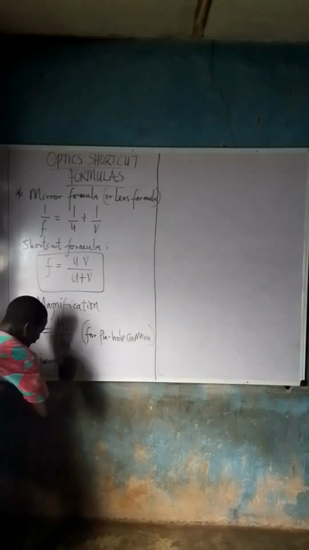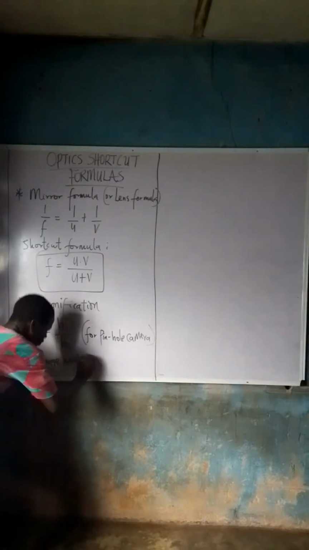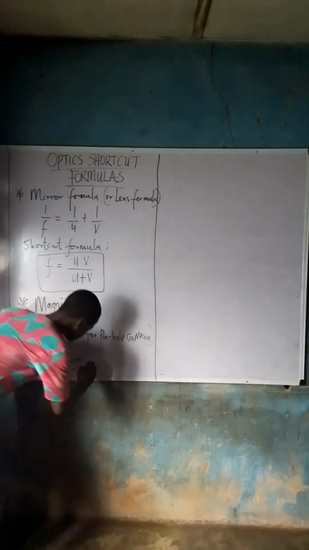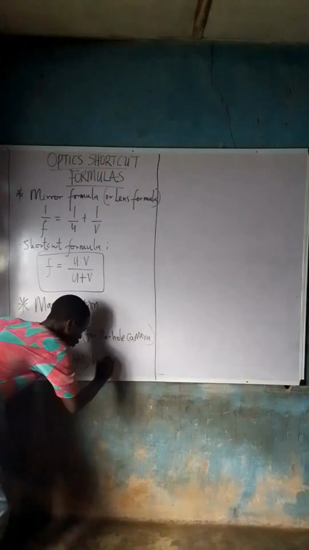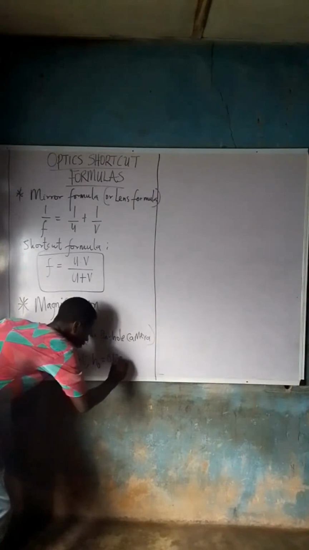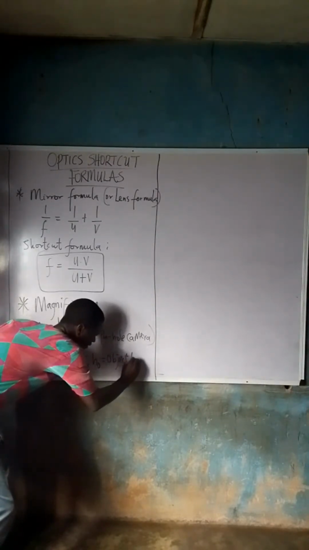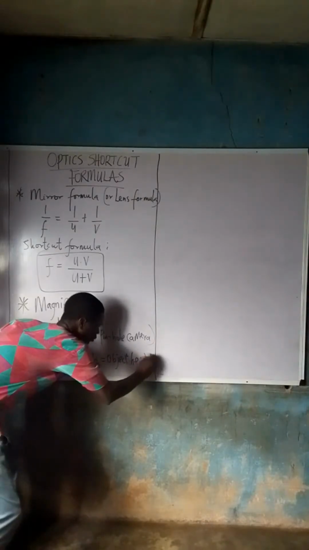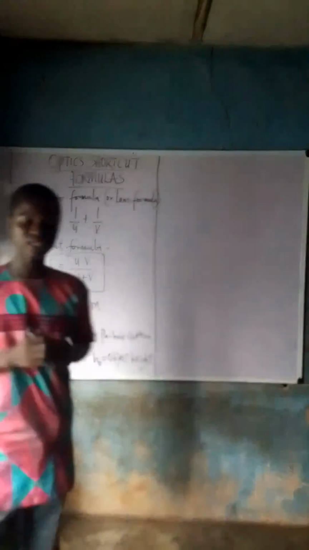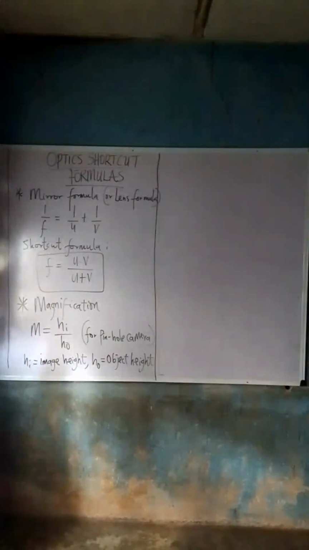Or height of image. I'm just trying to make everything short. And then let's say HO is object height. I hope we are taking note of this formula. Once you know all this, basically you shouldn't be stressing yourself with optics if you are just noting all this formula I am giving. Alright?